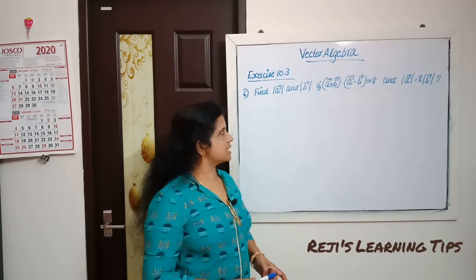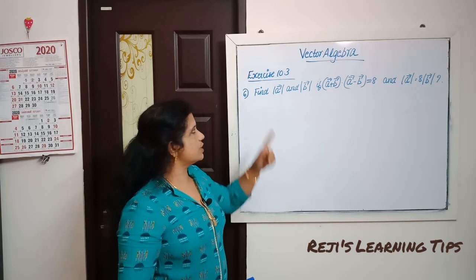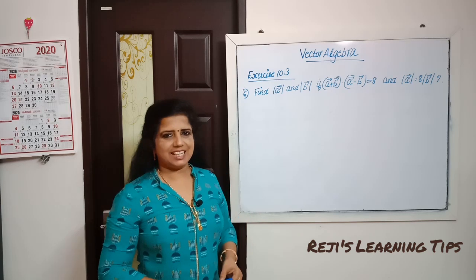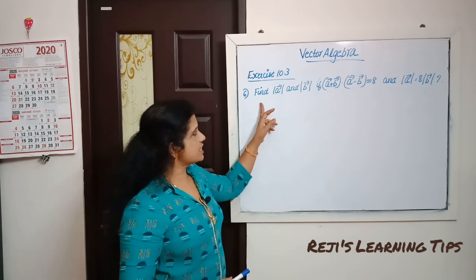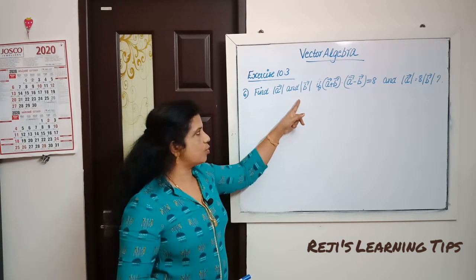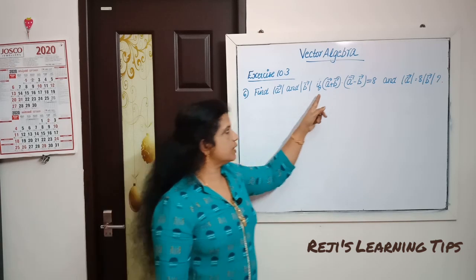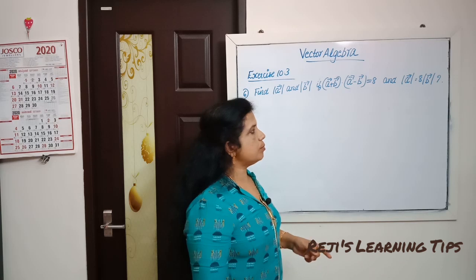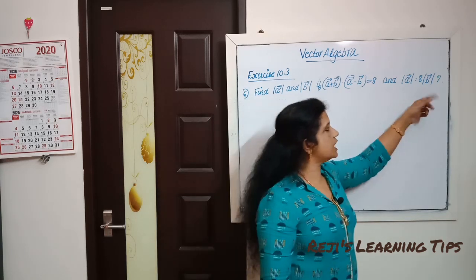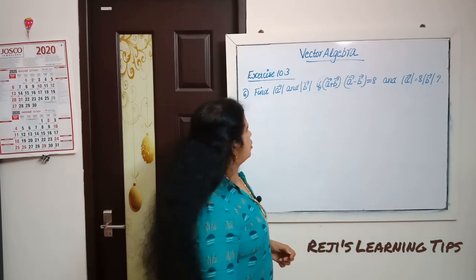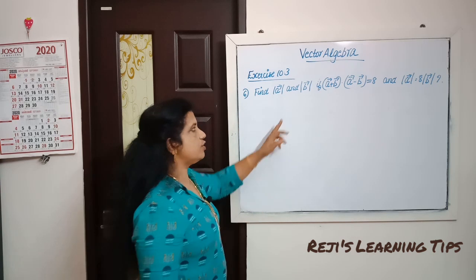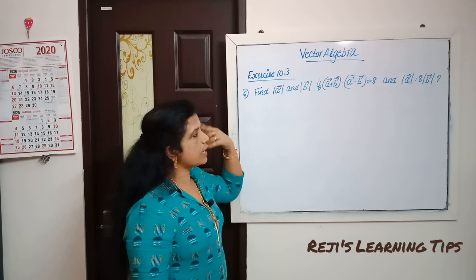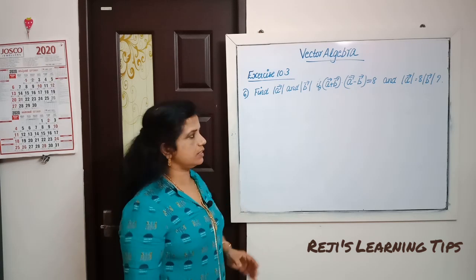Today we are going to discuss the sixth question from exercise 10.3 from vector algebra. Find the modulus of vector A and modulus of vector B if (A plus B) dot (A minus B) is equal to 8 and modulus of vector A is equal to 8 times modulus of vector B.